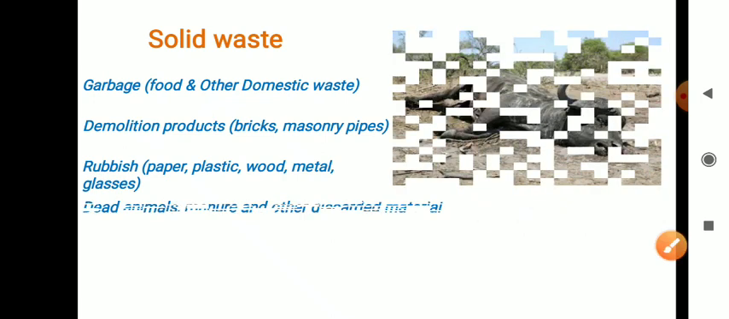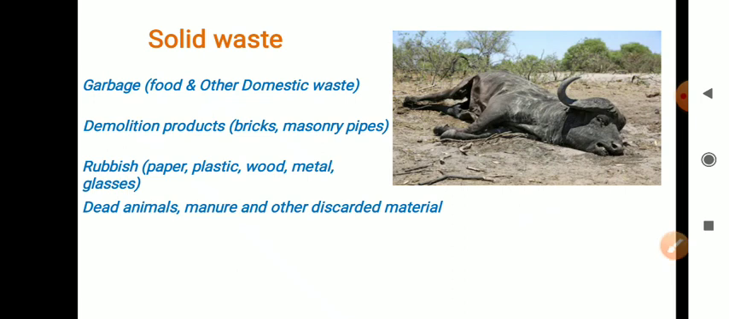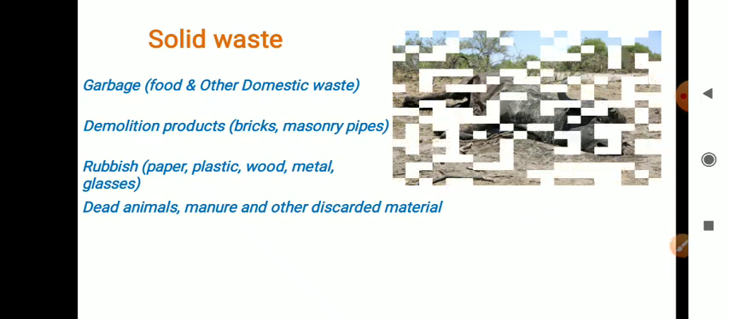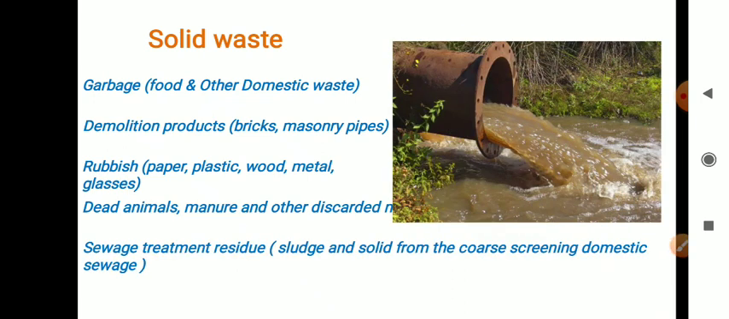And the fourth one is the dead animals. These are also known as solid waste. And the last one is the sewage treatment residue. Means in the cities, to manage the drainage system, sewage is made, and the sewage is being released into, we can say, the river and all. And if we treat the sewage, whatever residue is produced by the treatment of sewage is also known as solid waste.